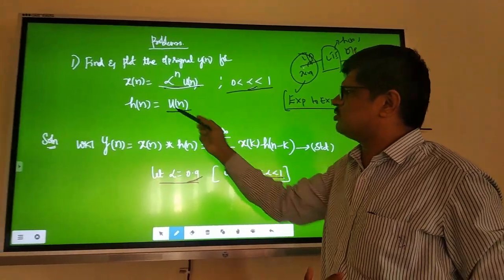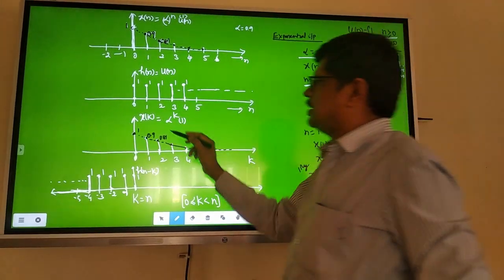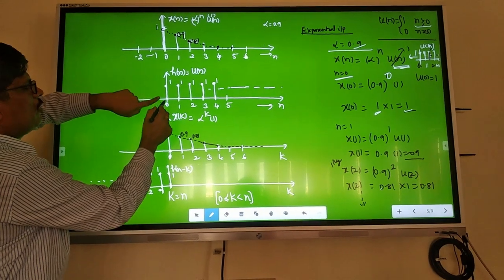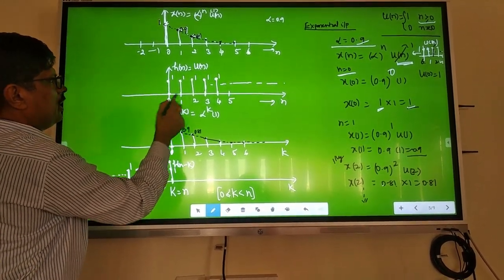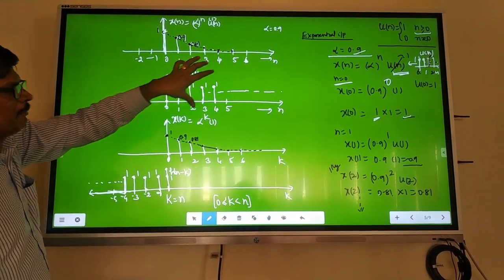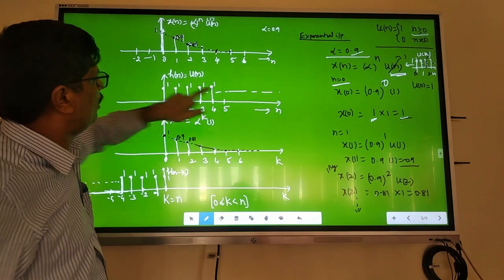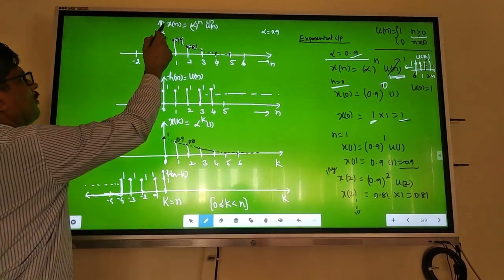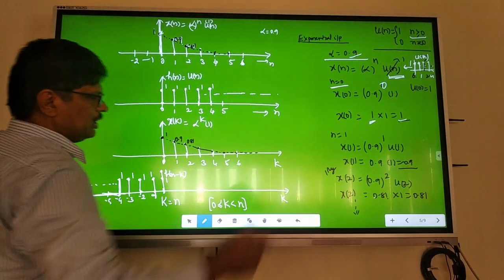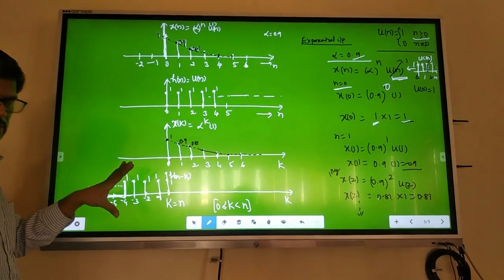Now, h of n is u of n. Nothing more, that is your normal step function. h of n is equal to 1 for n equal to 0, n equal to 1, and n greater than 0. It is the standard discrete step function. h of n is equal to u of n. What is the work first? First, write x of n versus n, the given exponentially decaying input. The second function is h of n versus n.